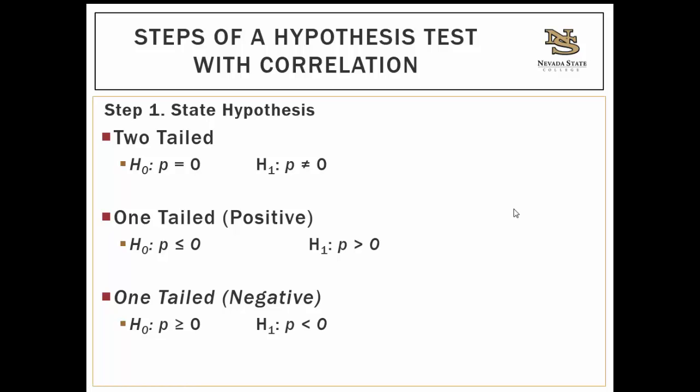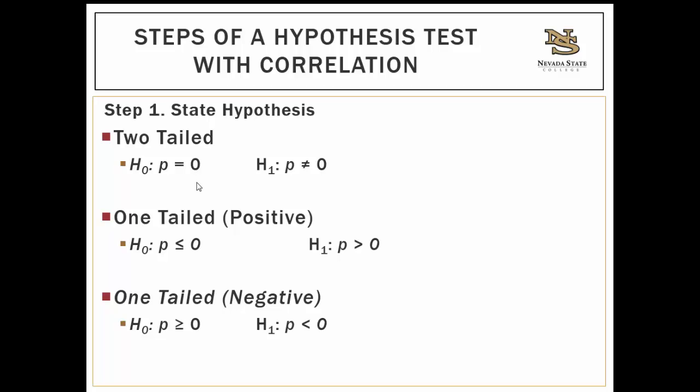So the steps of a hypothesis test with correlation. Step one is still stating your hypothesis. And in symbols, we have all the different possibilities that you could have. We kind of got away from one or two tailed tests when we were doing ANOVA, which I'm sure everybody was very happy about, but now it is back. So I kind of want to talk about that first before we look at the symbols.